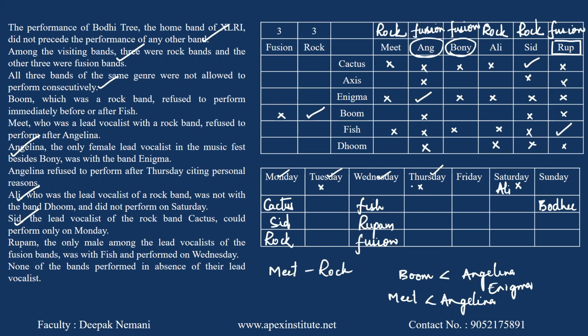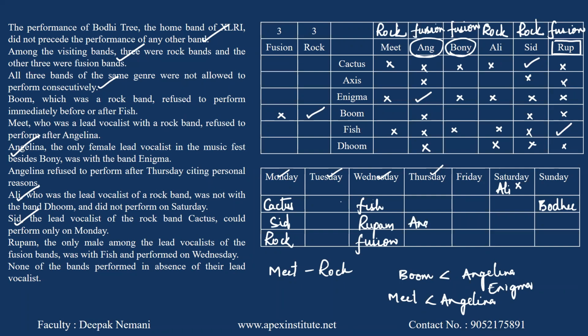Meet, who was the lead vocalist with a rock band, refused to perform after Angelina. Now, Angelina, the only female vocalist in the music fest besides Bonnie, refused to perform after Thursday. So you can have Angelina performing either on Tuesday or Thursday. And if Angelina is performing on Tuesday, Meet, who was a lead vocalist with a rock band, refused to perform after Angelina. So you need to have Meet performing before Angelina, which will not be possible if you have Angelina performing on Tuesday. So I can say that Angelina is not performing on Tuesday.